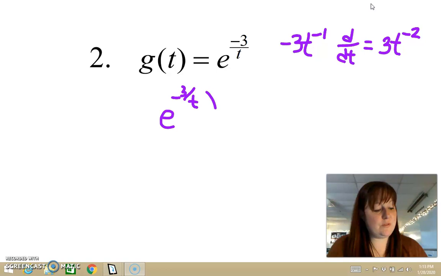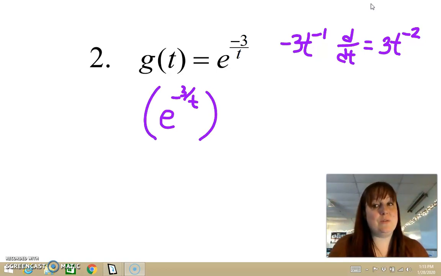So we're going to take the derivative of our outside function, that's our chocolate, and we multiply it by the derivative of the peanut, which is 3t to the negative 2, or you could have written it as 3 over t squared.